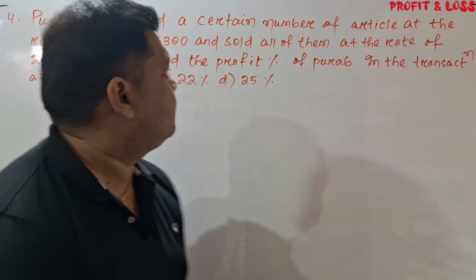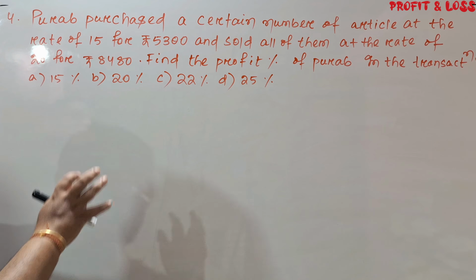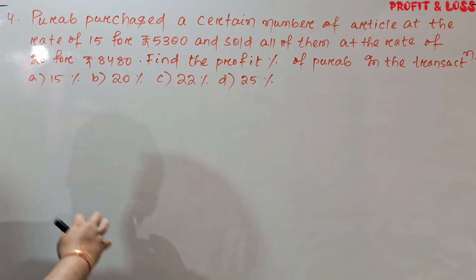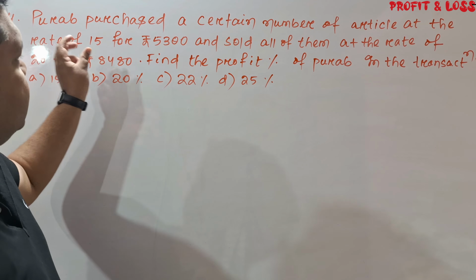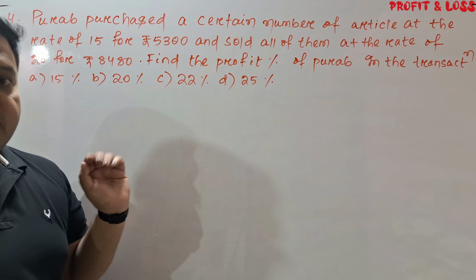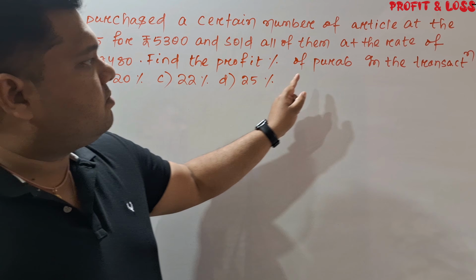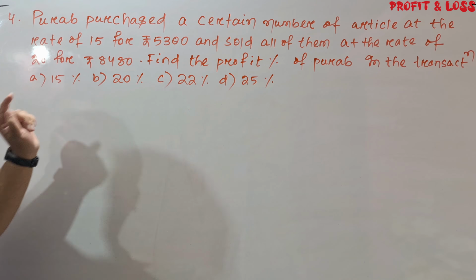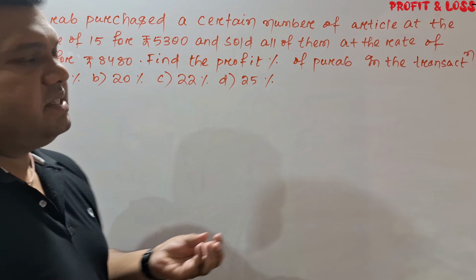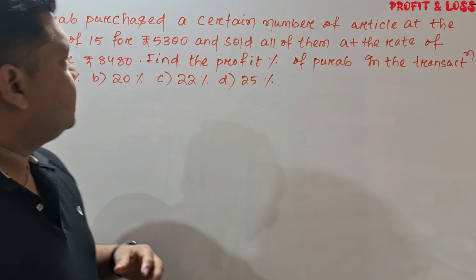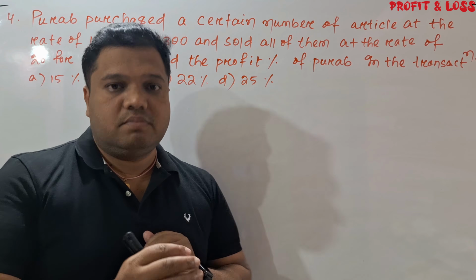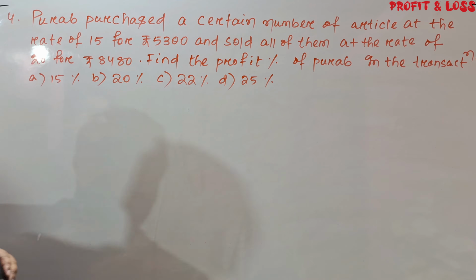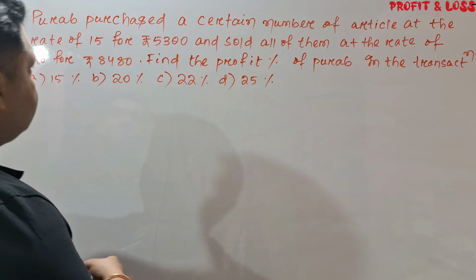Question number 4. Look here. Purab purchased a certain number of articles at the rate of 15 for rupees 5300, means he purchased 15 articles at rupees 5300, and sold all of them at the rate of 20 for rupees 8480. Means he purchased 15 articles but sold 20 articles, a different quantity sold and purchased. Okay. So how do you handle this one?